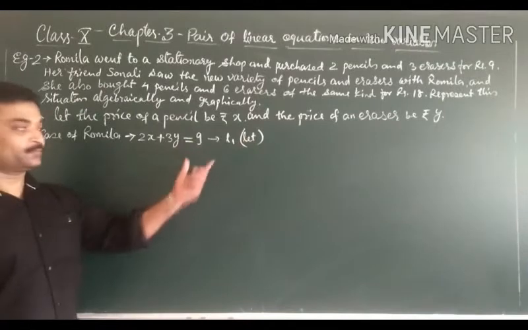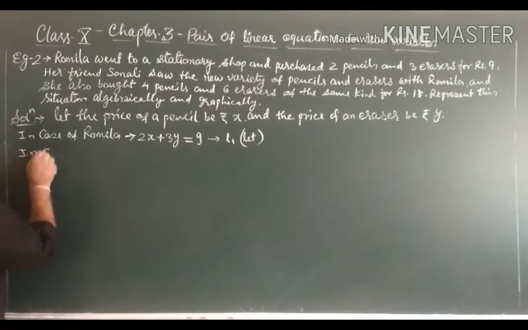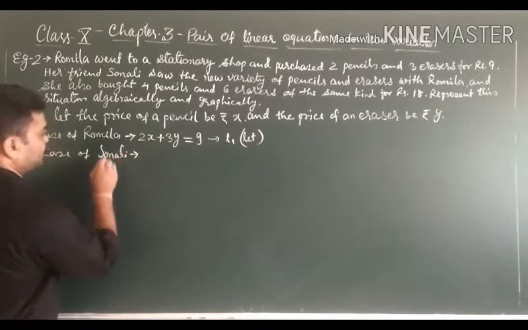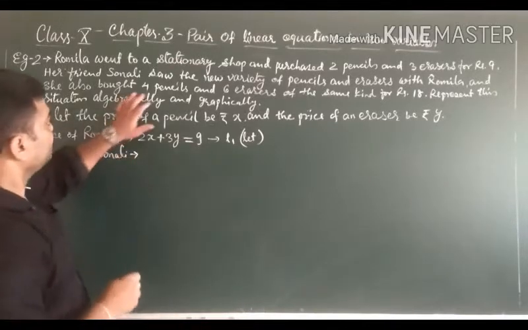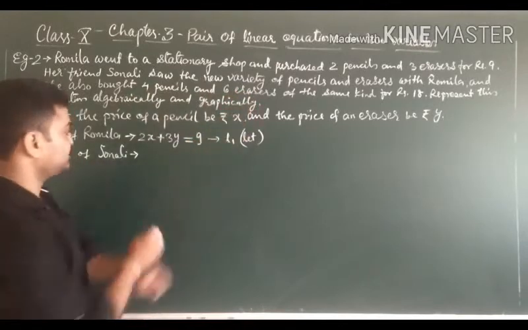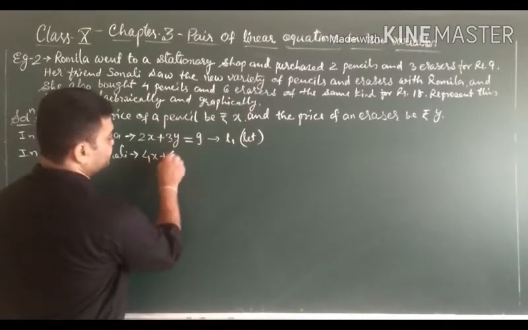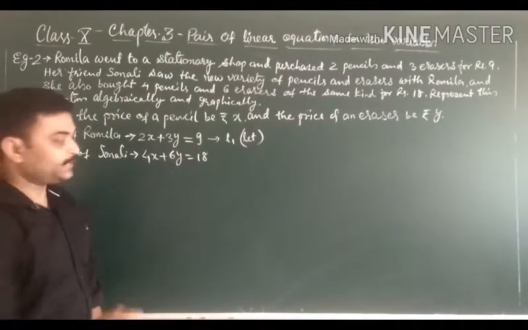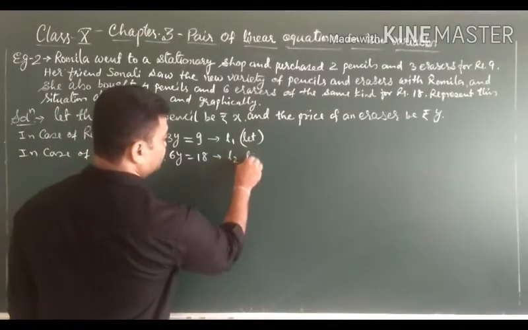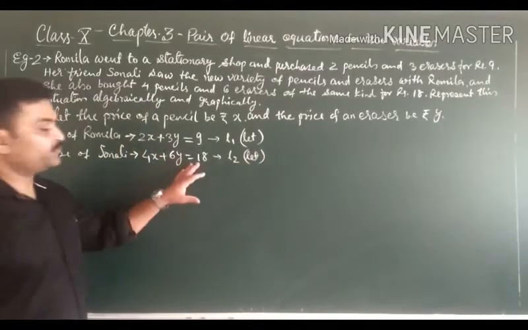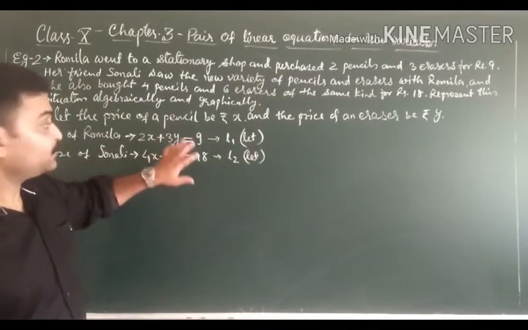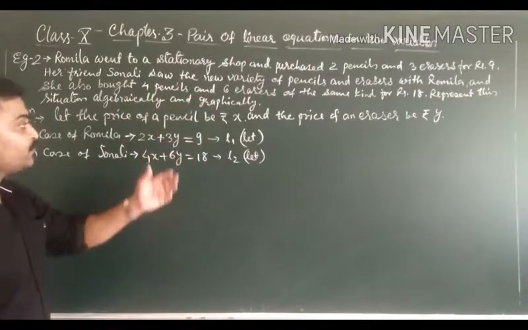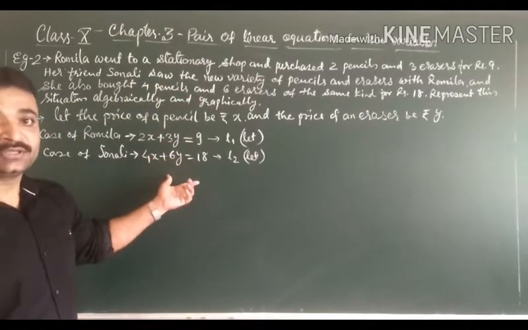This shows L1. And in the case of Sonali, 4 pencils and 6 erasers, 4x plus 6y of rupees 18. That means it is L2. This we can show algebraically. Okay. Now we have to plot these 2 lines on the graph paper.